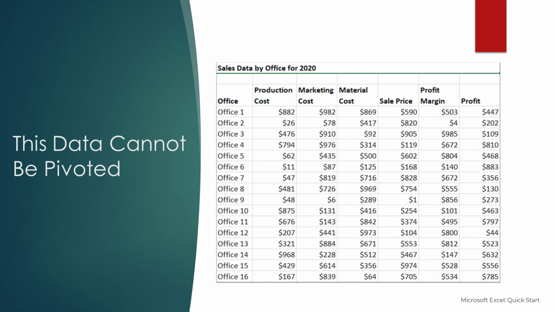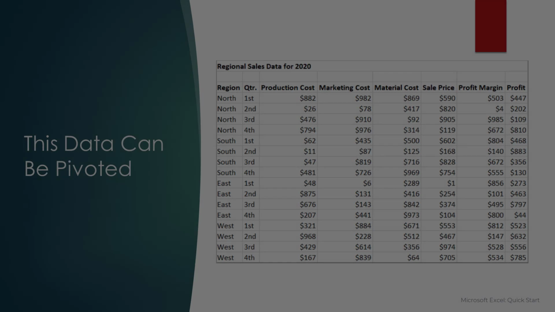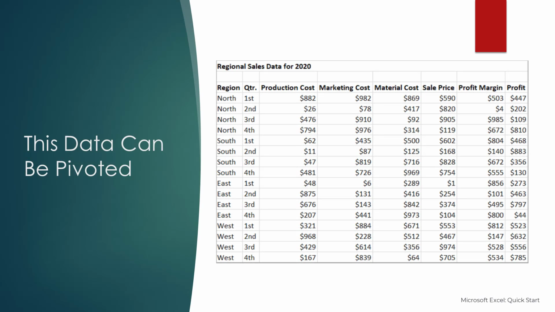The data in this image cannot be used in a pivot table. Even though there are values that can be summarized, there is no column that contains repeating values that we could group the data on. The data in this image, however, can be used in a pivot table.